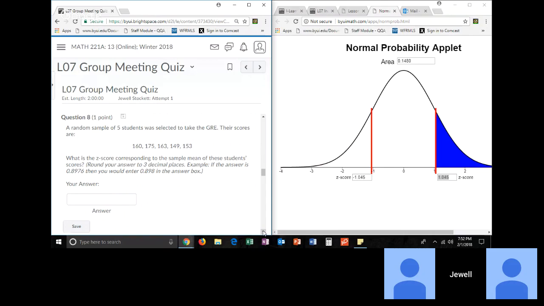Isn't that the answer above, that 1.48? Isn't that our z-score of 160? Sorry, I'm not going to ignore you. I'm just trying to put some numbers.